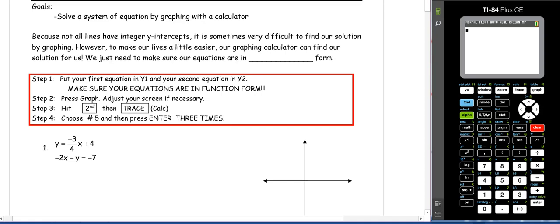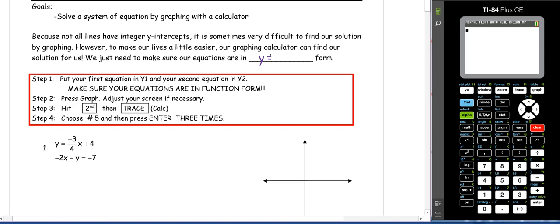This video is about solving a system of equations by a graphing calculator. Because lines don't always have integers as y-intercepts and they're sometimes difficult to find their solution graphing, we're going to make our lives easier and use a calculator. Remember, when we're using a graphing calculator, we always need to have the equations in y equals form.